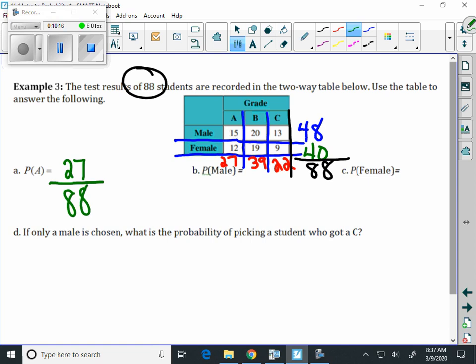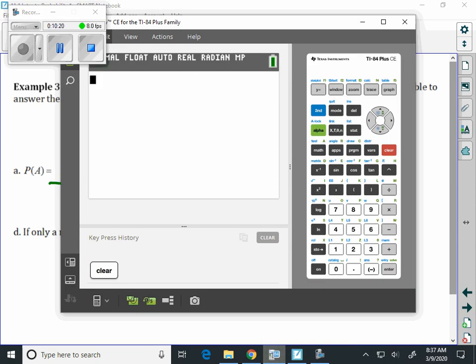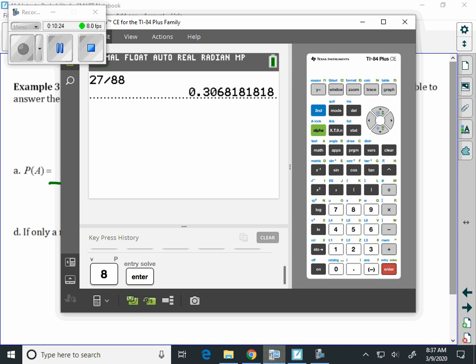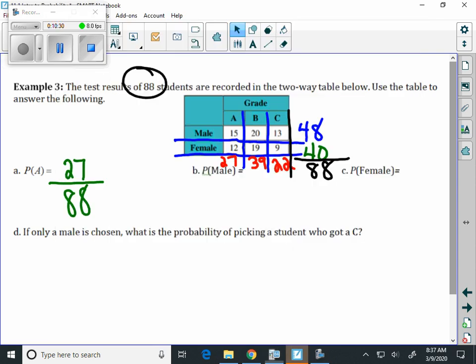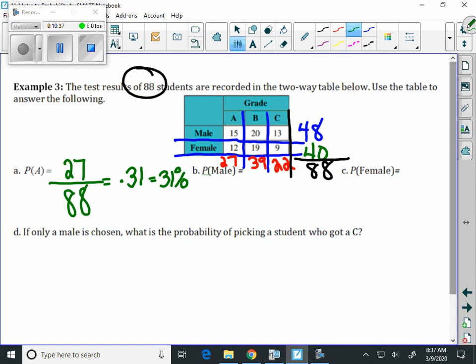If we look at that decimal approximation, all you're doing is taking 27 divided by 88, and again, I am fine with the fraction, but roughly we get 31.31 or 31% of the students got A's. Because oftentimes when teachers are analyzing, that's what they look at. They look at a percentage. 31% got A's.